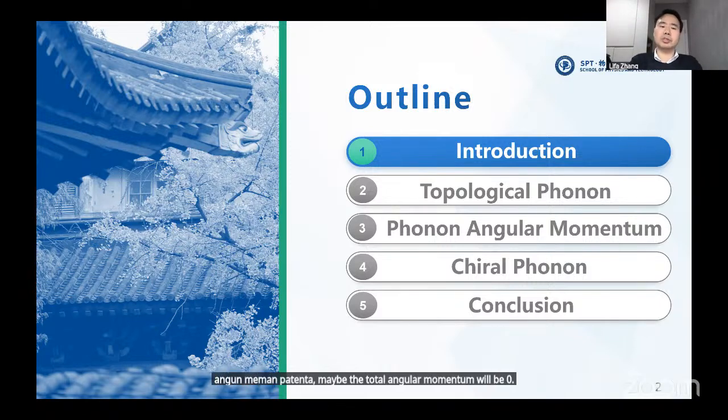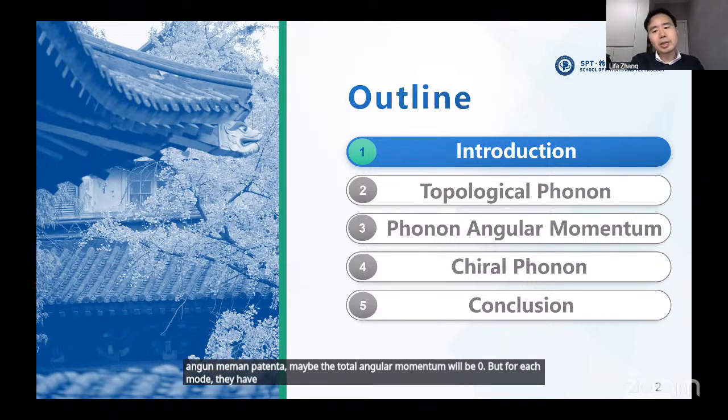But each mode has angular momentum, and it can have some effect on the intervalley scattering of electrons when they absorb or emit phonons. Then we may need some selection rules for the kind of phonons.